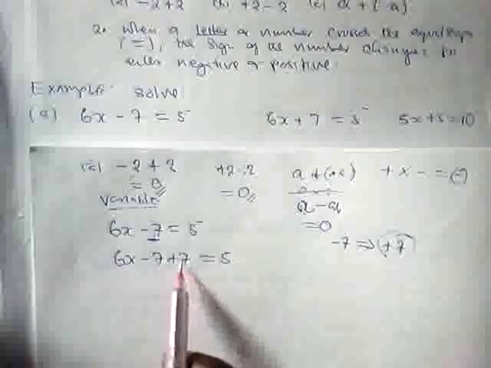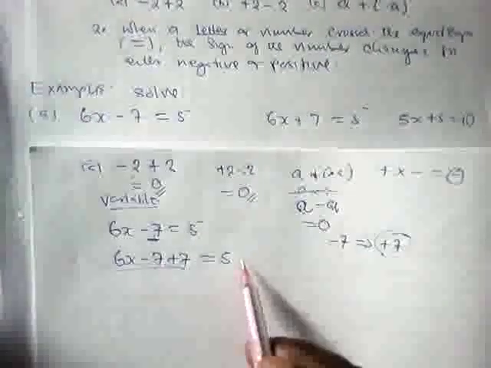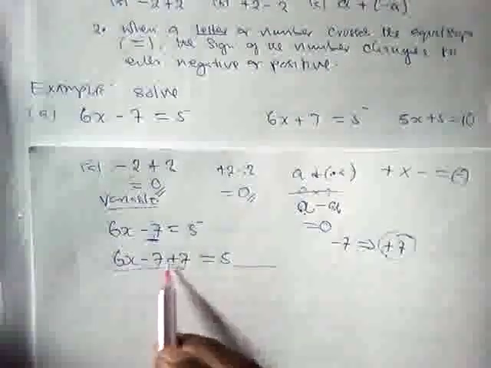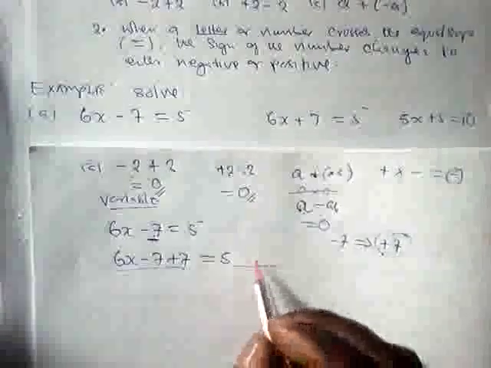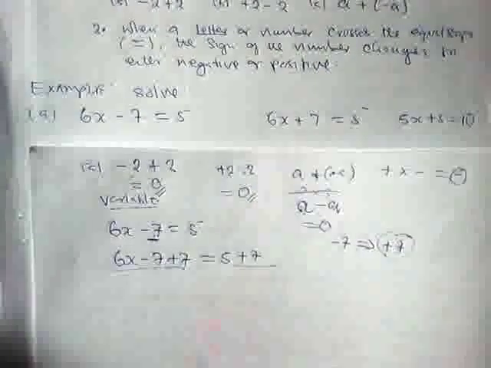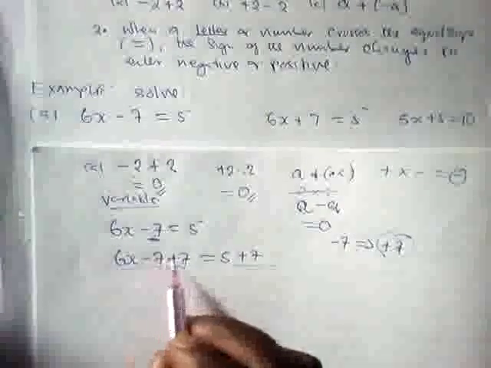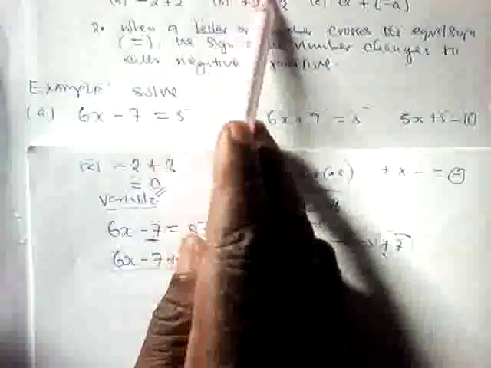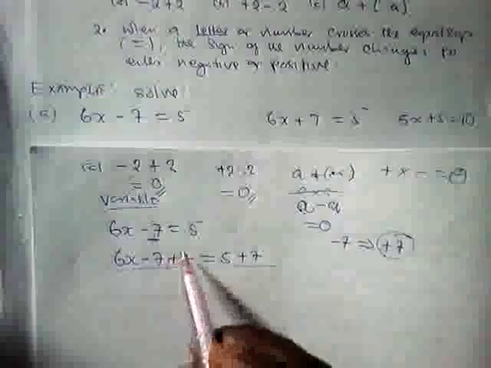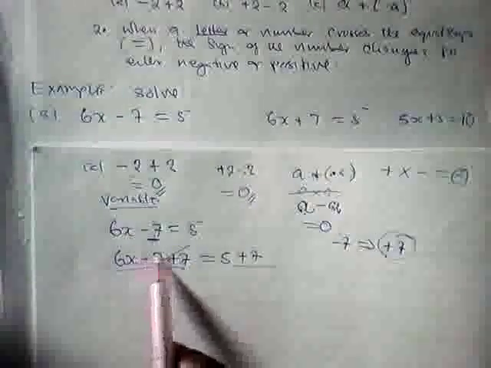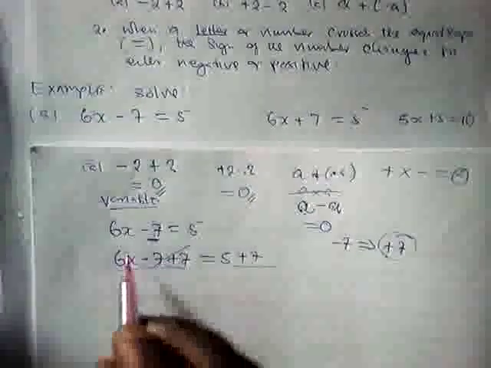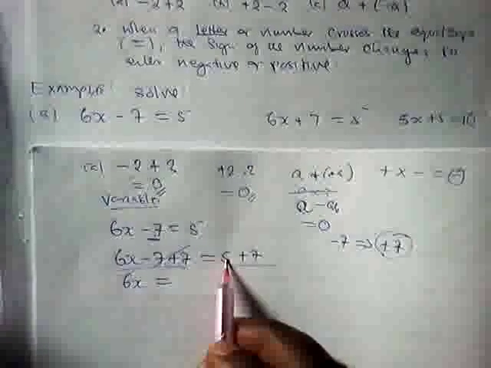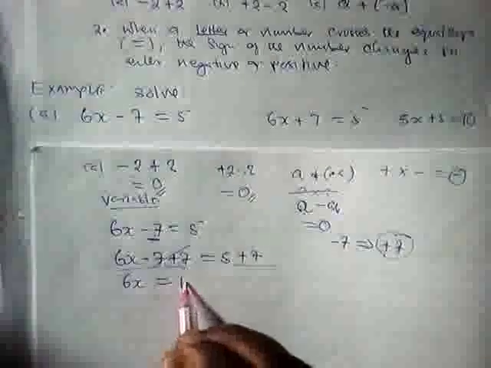Whatever we have done on the left side should also be done on the right side. On the left, we have introduced positive 7, so here also we introduce positive 7. The negative 7 plus 7 is equal to 0. The sum of two opposite numbers is equal to 0. So here you just cancel, this is 0. Then you rewrite what you are remaining with. So 6x is equal to 5 plus 7, which is 12.